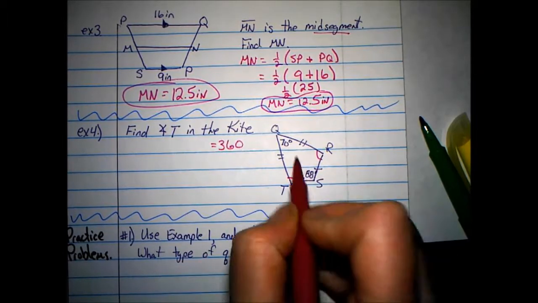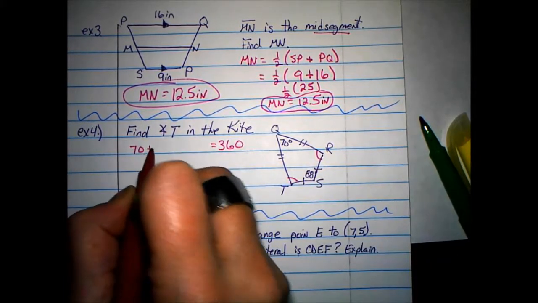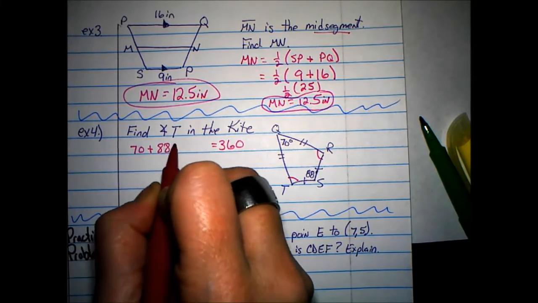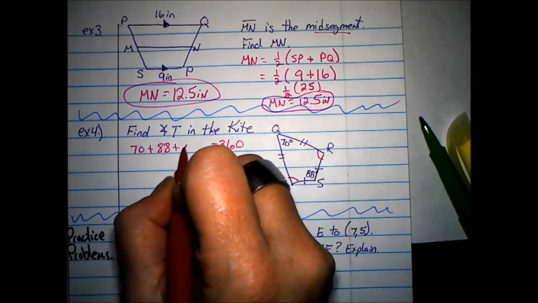I know two of my angles are 70 and 88, and then the T and R I don't know, so I'm going to make those X's. I don't know what they are.